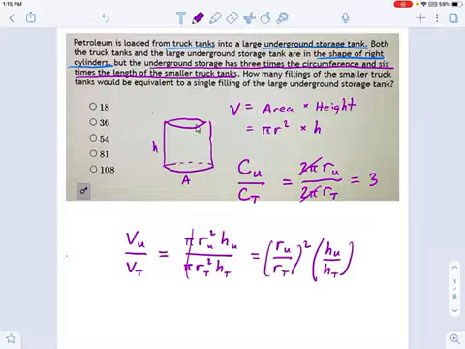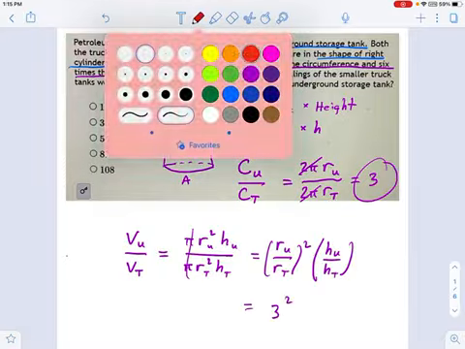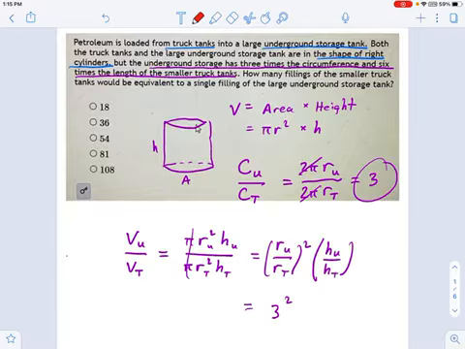Well, we've already shown that ru divided by rt is 3, so that's going to be 3 squared. And earlier in the problem, it told me that it had 6 times the length. See this right here? 6 times the length. So that is a ratio of 6 when it comes to the heights. So what is 3 squared times 6? Well, that's 9 times 6, so that's 54. In other words, the underground storage has a volume that is 54 times greater than the truck storage. That's how many trucks it would take to fill the underground storage.